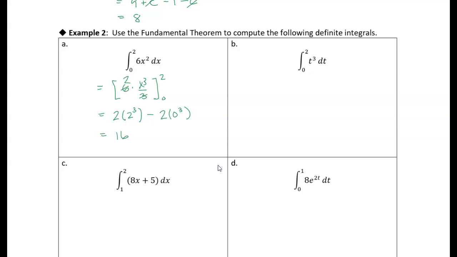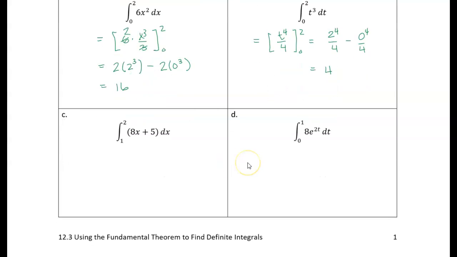Let's do a few more examples here. All right, so here we have t cubed. We're going to integrate t cubed from 0 to 2. So let's write the antiderivative, t to the 4th over 4, right? And we're going to evaluate that from 0 to 2. So we're going to get 2 to the 4th over 4 minus 0 to the 4th over 4. Of course, 0 to the 4th over 4 is just 0, and 2 to the 4th over 4 gives us 4. All right, easy as pie, right? Okay, let's do a couple more.